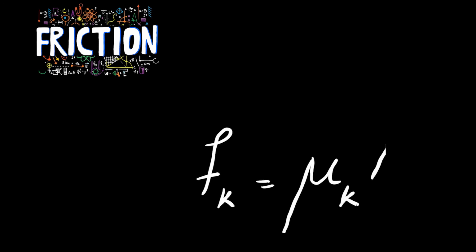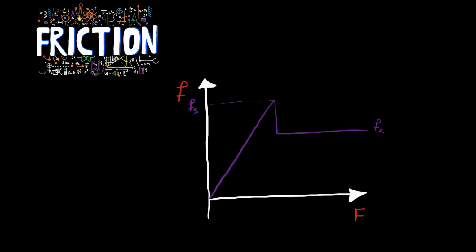As shown in this diagram, in order to move an object from rest, you need to apply a force larger than the static friction force. And when that object starts moving, kinetic friction appears instead of the static one. That's why μs is always greater than μk.